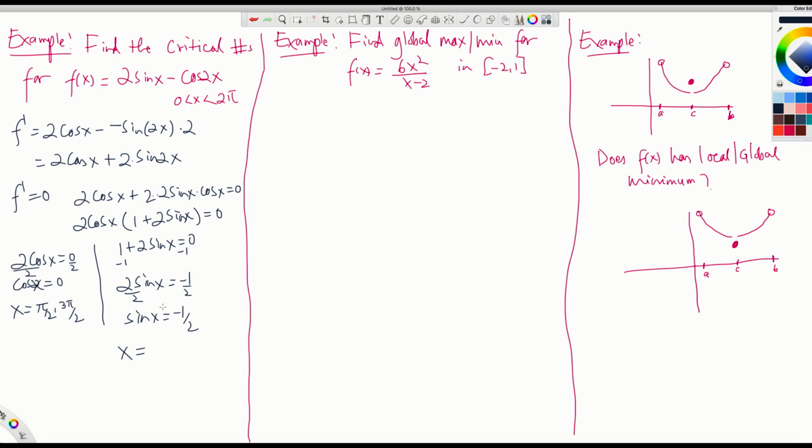So to find the value in the third quadrant, you do pi plus pi over 6. That will be 7 pi over 6, which is one value. That is 210 degrees. Okay, and then you do 2 pi minus pi over 6. You will get 11 pi over 6. That is for the fourth quadrant. Okay, so the critical values here are x equals pi over 2, 3 pi over 2, and then 7 pi over 6, and then 11 pi over 6. So these are the critical numbers there.